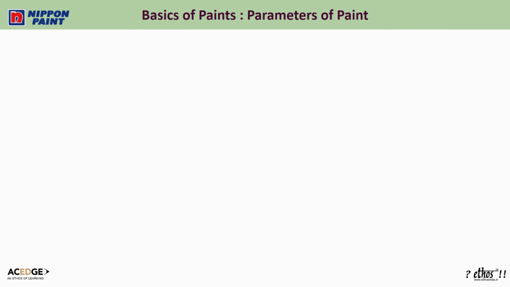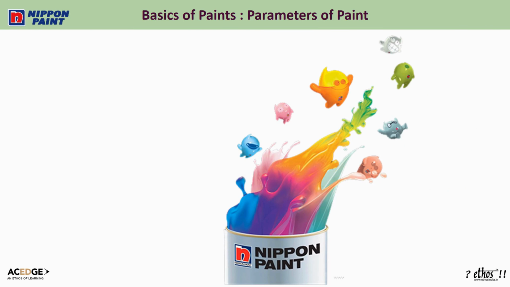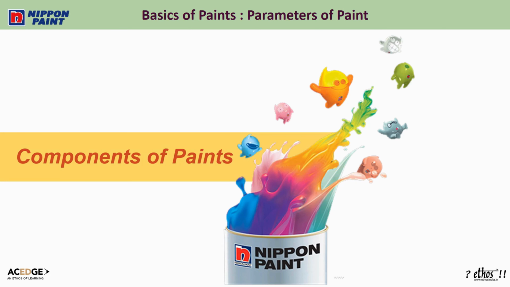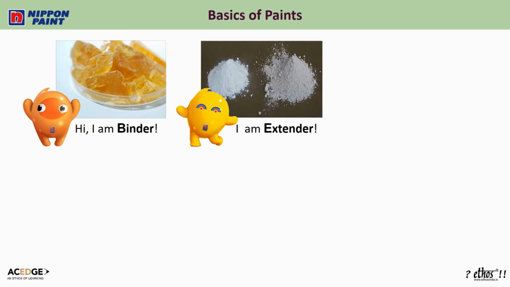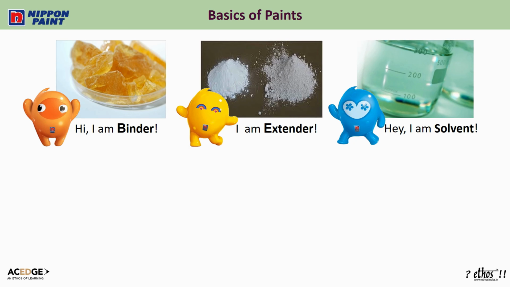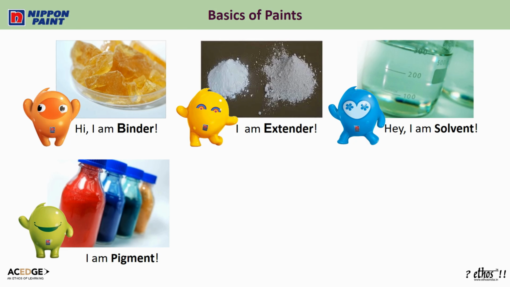Ever wondered what's inside paint? It is made out of certain components. But do you know what their role is? Come, let's look at it. Hi, I'm binder. Hello, I'm extender. Hey, I'm solvent. I'm pigment. And I am additive.